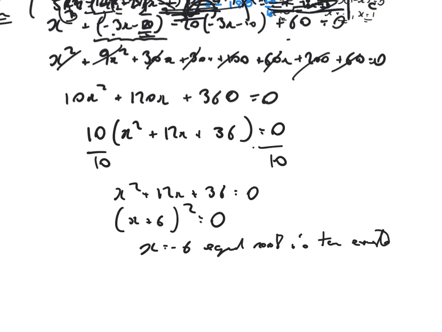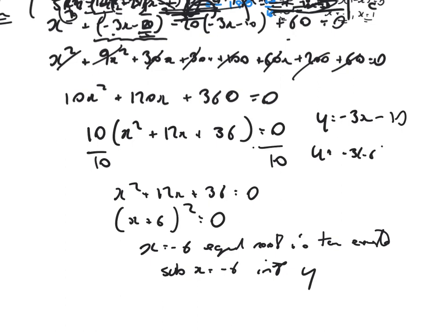Okay, get the point of contact. I'm going to sub x equals -6 into my equation for y. So that equation then was y equals -3x minus 10. So that's -3 bracket -6, minus 10. That's going to be 18 minus 10, which is 8. So the point of contact then is (-6, 8).